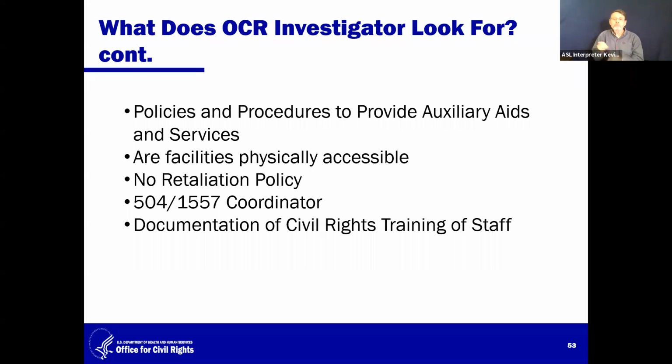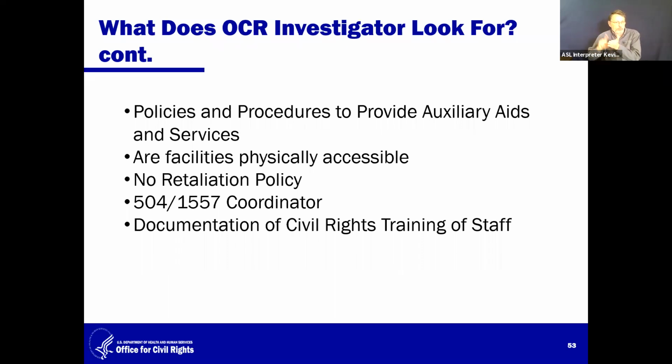We also expect that the covered entity designates a responsible employee to coordinate compliance with Section 504. That person also investigates complaints of discrimination. Covered entities are required to publish the identity of the designated employee and to provide contact information for that person.